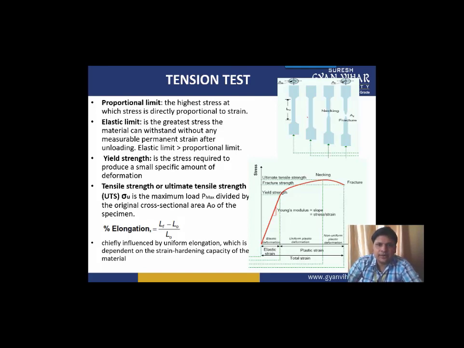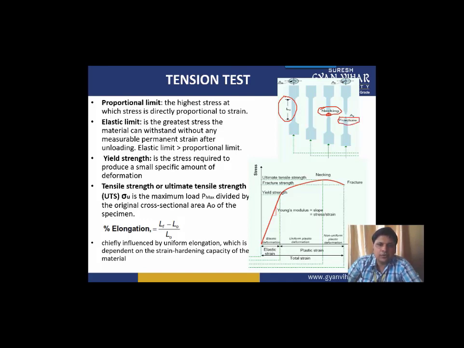And what happens as you go on increasing the load? It will get extended. This is the test portion, and its length will increase. A time will come when there will be necking, a small decrease in the diameter of the middle portion, and after a point it will fracture.